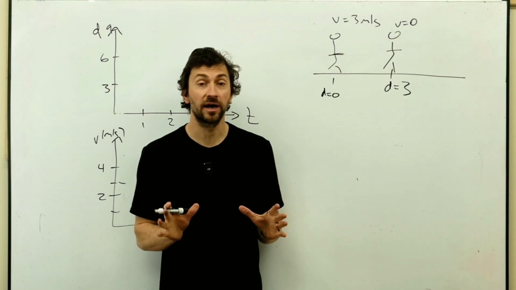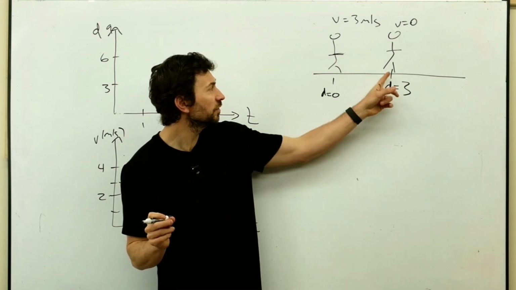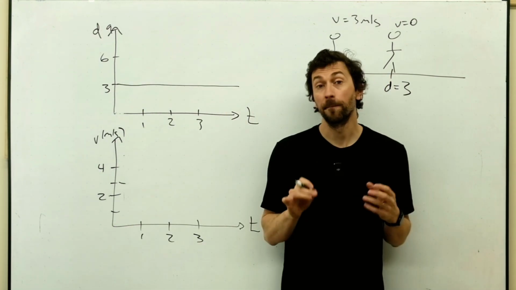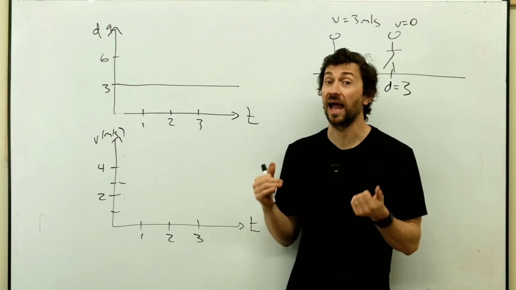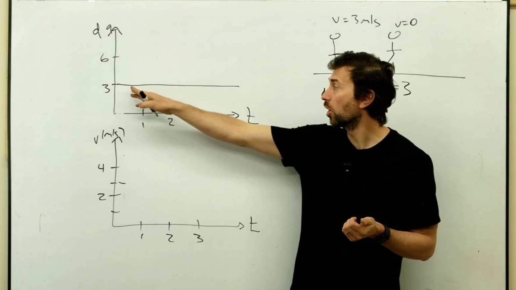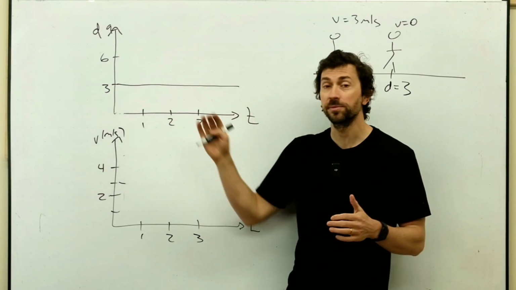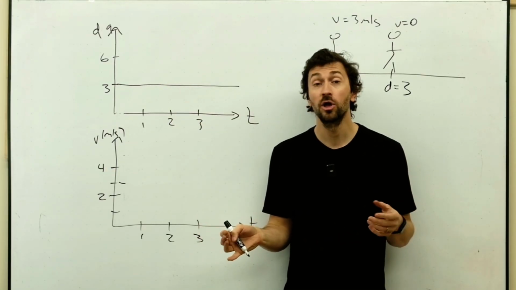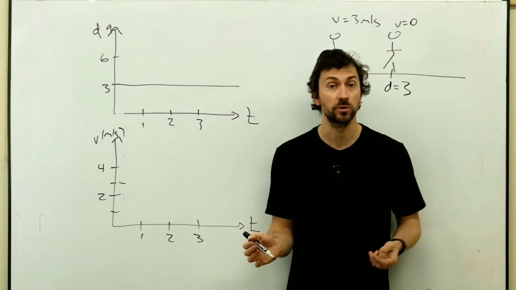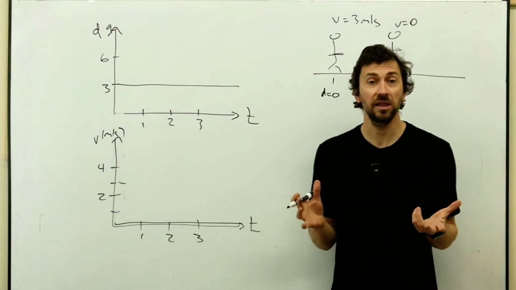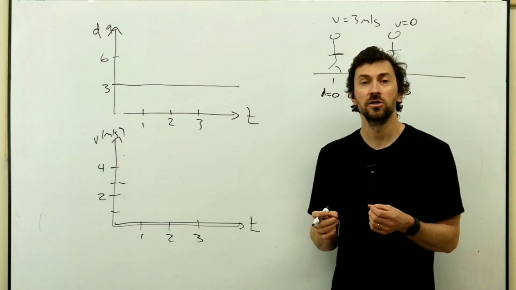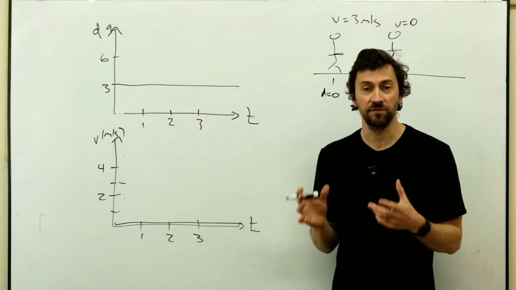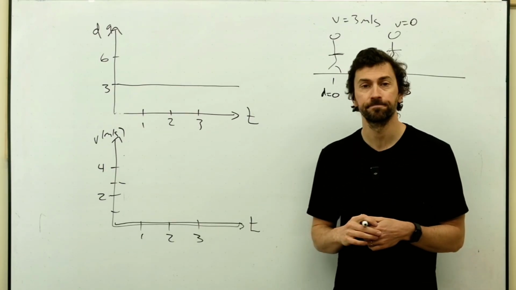Let's draw the motion diagrams, or non-motion diagrams, for this person. Basically, we're saying they're standing at 3 meters away from the original point there. So the displacement is a flat graph, and the velocity just equals 0. So we draw a straight line across v equals 0, like that. And that's it. So we have displacement and velocity for this person standing.